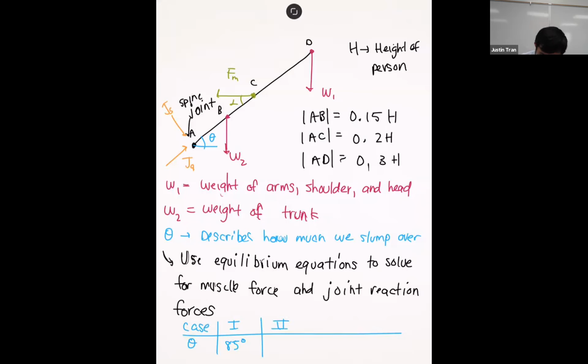For case two, our theta is going to be 75 degrees. So it's bent over just a little bit more, although not too much. In case three, where the person is bending over a lot, we'll assume that the angle is 60 degrees. All right, and so we're going to compute the muscle force and the joint reaction forces. Oh, and we need alpha too. Where's alpha? I believe alpha here is 13 degrees.